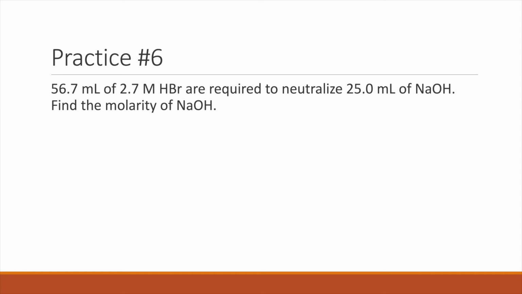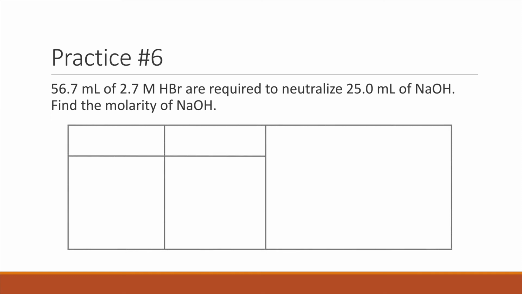Alright, hopefully you guys didn't have too much trouble here. I'm going to start with my box. We're going to look for our acid first. So it says 56.7 milliliters of 2.7 molar HBr. Oh, ding, ding, ding. I have an H. So that is my acid. I know its molarity is 2.7 molar. I know its volume is 56.7 milliliters.